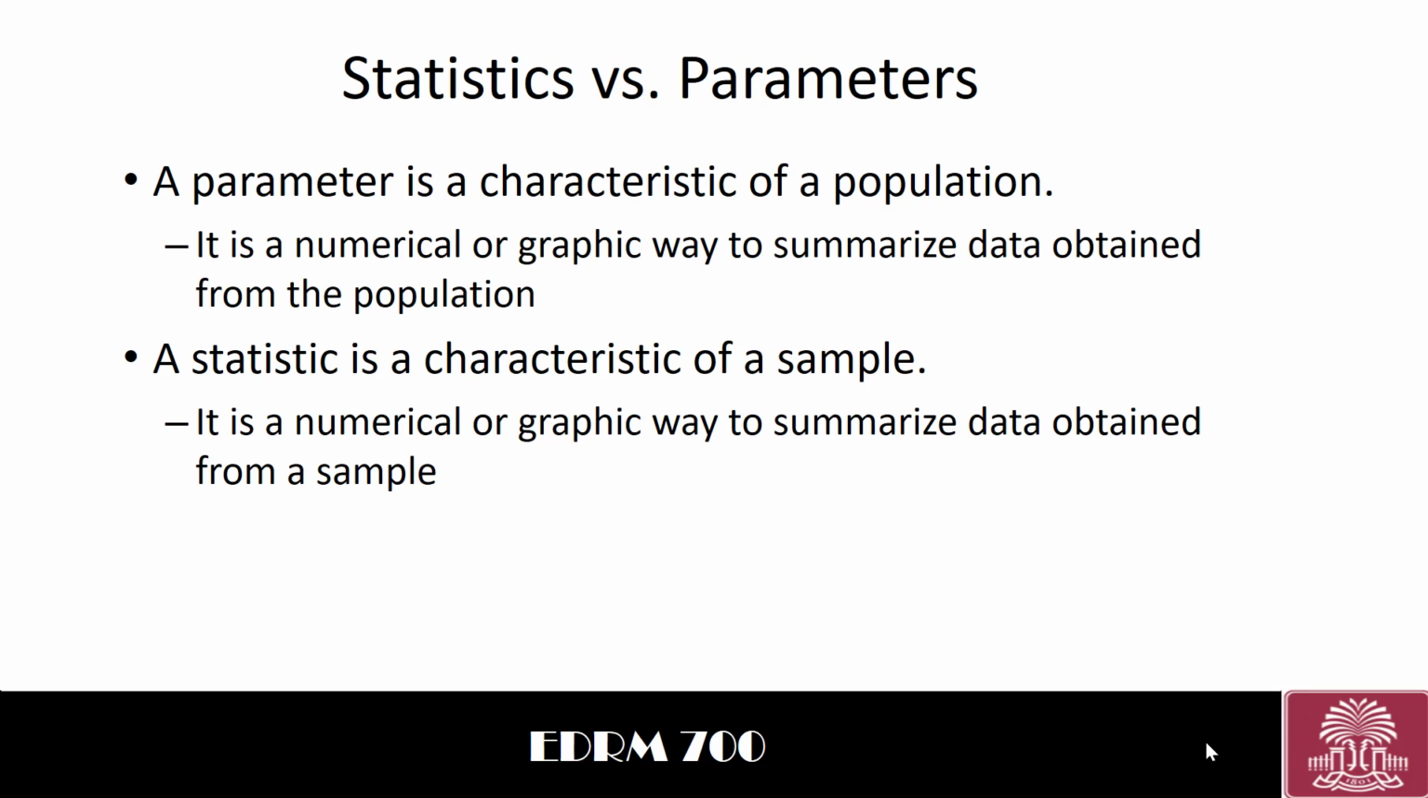Remember that we discussed the population and sample in Chapter 6. A parameter is a numerical or graphic way to summarize data obtained from a population. A statistic is a numerical or graphic way to summarize data obtained from a sample.